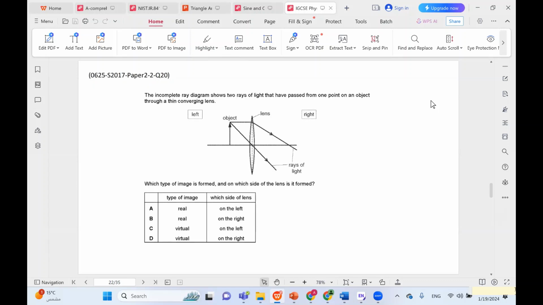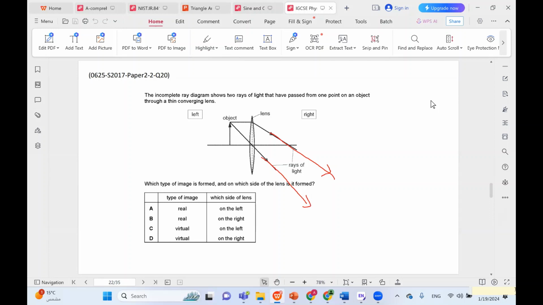The incomplete ray diagram shows two rays of light that have passed from one point of an object through a thin converging lens. Which type of image is formed and on which side of the lens is it formed? So as you can tell here, the rays of light are diverging. So this will keep moving this way, and this will keep moving that way. They're never going to meet. And in this case, this is the case of a virtual image being formed.